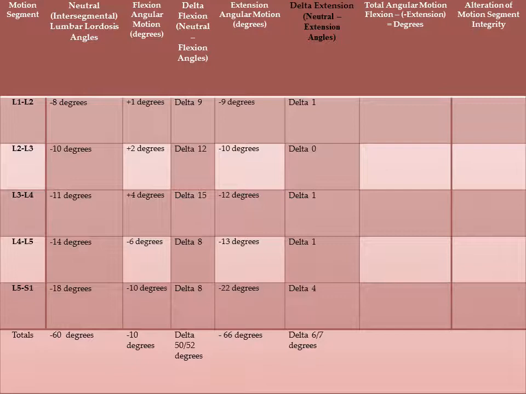At L3, L4, only 1 degree of motion. At L4, L5, only 1 degree of motion. At L5, S1, only 4 degrees of motion. And if you add those delta figures up, it comes to only 6 to 7 degrees of total motion for the entire lumbar spine, moving from neutral lateral to full extension. And that coincides with our changes in global lumbar lordosis angles of -60 to -66 in extension.